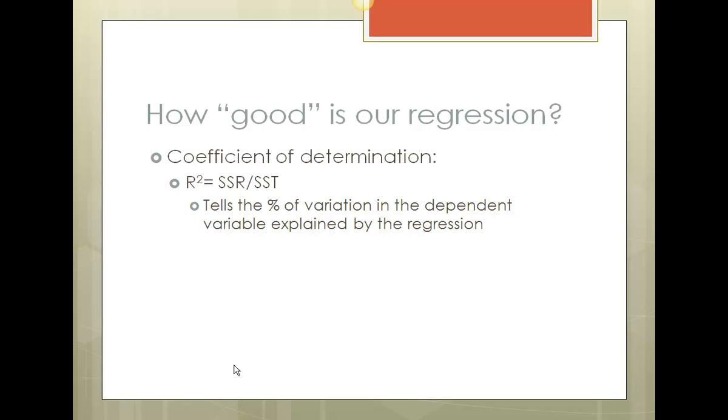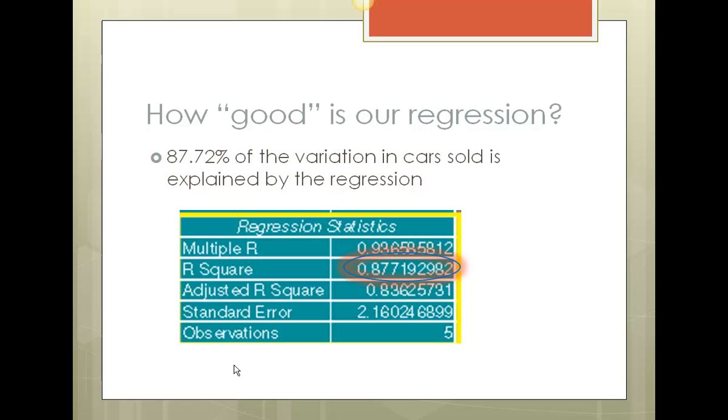Now, in multiple regression, you'll be using several x's. In this one, you're just using that one individual x. So if we look at this, our R-squared is 0.87. That tells us that 87.72% of the variation in y, which is cars sold, is explained by our regression.